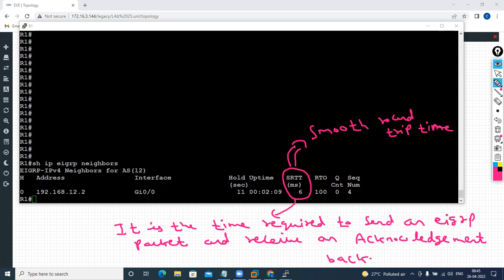So which are the reliable packets in EIGRP? How many reliable packets we have? Update, query, reply, SIA query, and SIA reply. So we have 5 reliable packets.